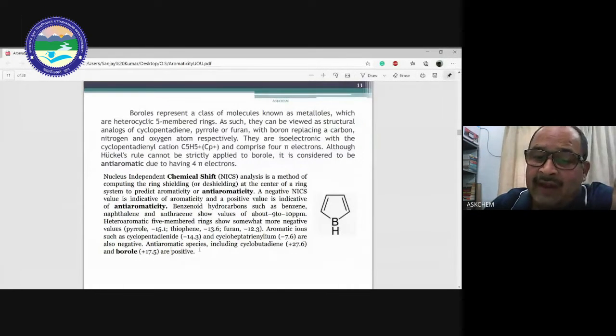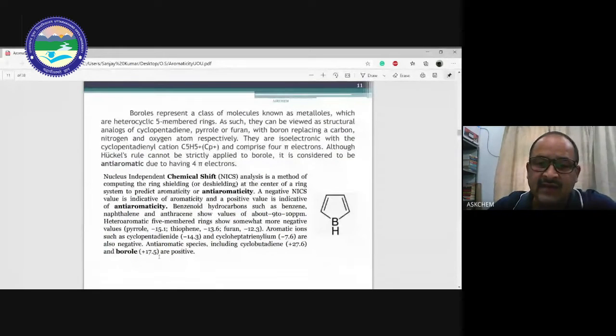And anti-aromatic species, including cyclobutadiene, for cyclobutadiene it is +27.6. And for borol, it is +17.5. So it is very much obvious that cyclobutadiene and borol constitute the paramagnetic ring current. We will discuss it when we'll be discussing aromaticity under the NMR. Then we will look into that thing there.